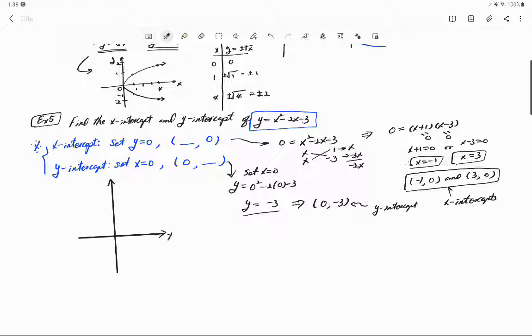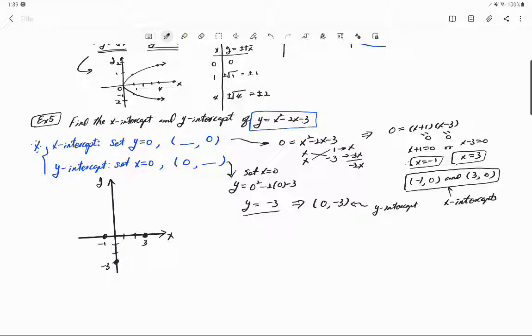Okay, so this is the x-axis, the y-axis. The y-intercept is when x equals 0, y is negative 3. This is the y-intercept. How about the x-intercept? x is negative 1, y equals 0. Then when x equals 3, this is the other x-intercept.